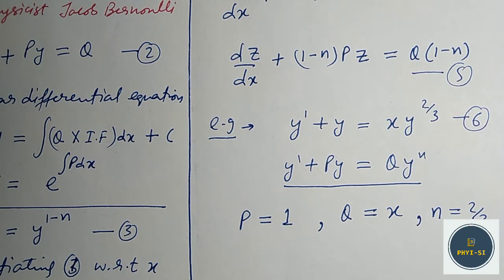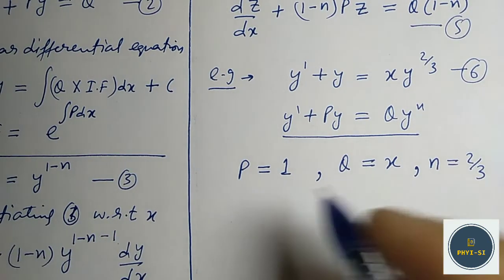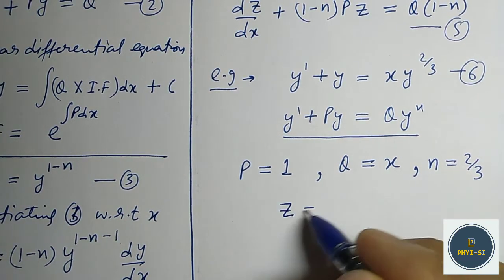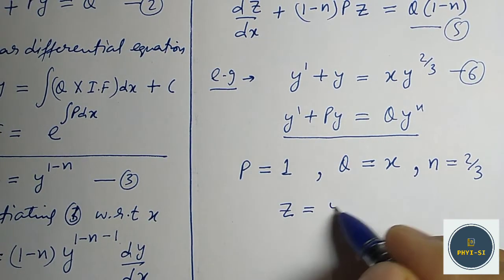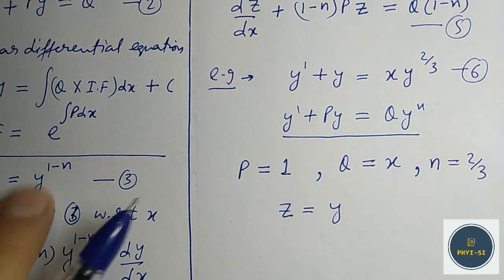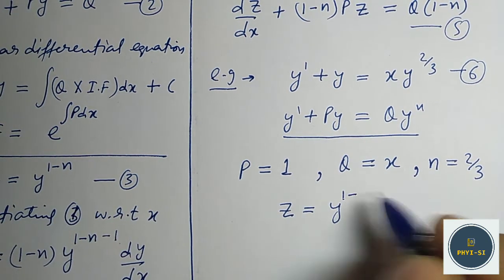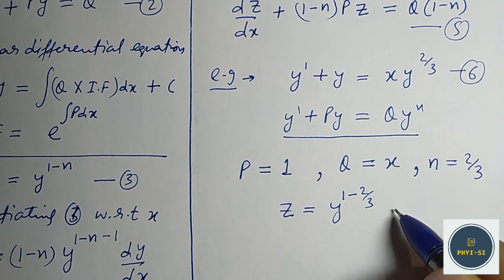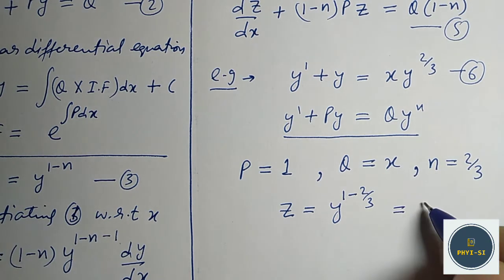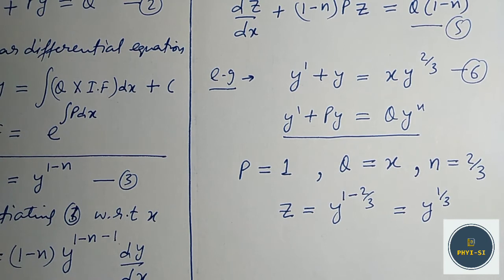Now we have a very easy situation. Let z be equal to, we always suppose z is equal to y raised to power 1 minus n. So it will become y raised to power 1 minus n, where n is 2 by 3, and it will be equal to y raised to power 1 by 3.